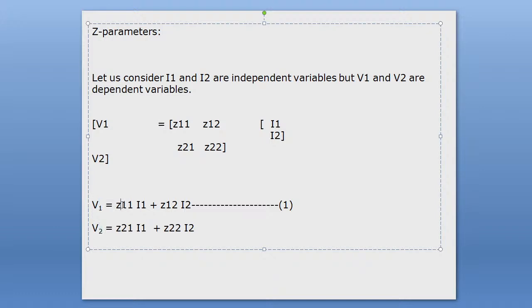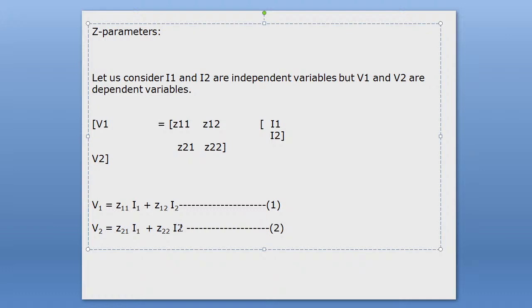Okay, Z11. If anyone has any doubt regarding this equation, you tell me. Then we write Z21 I1 plus Z22 I2, and we just write this as equation 2.